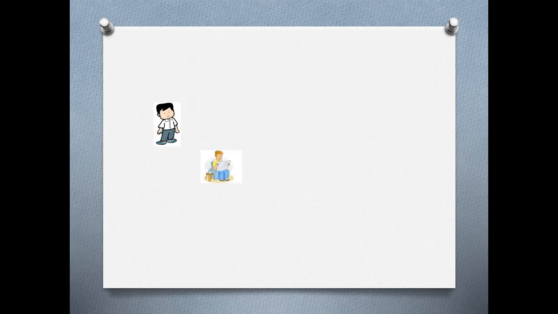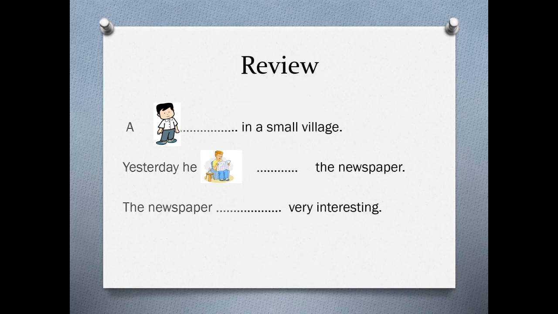Review lesson. There is a small story about a boy. The previous lesson was about past tense. We had past simple tense. So look at the story and complete the sentences. A boy lived in a small village. Yesterday he read the newspaper. The newspaper was very interesting. So you should check yourself.